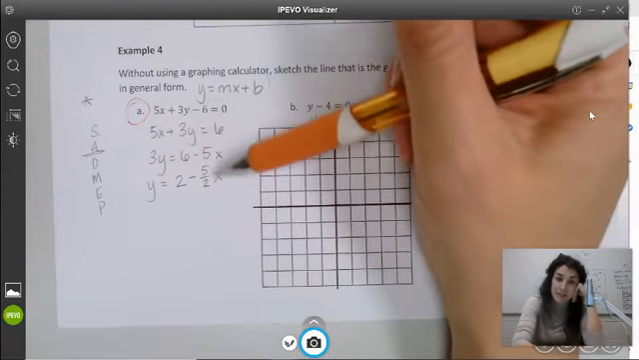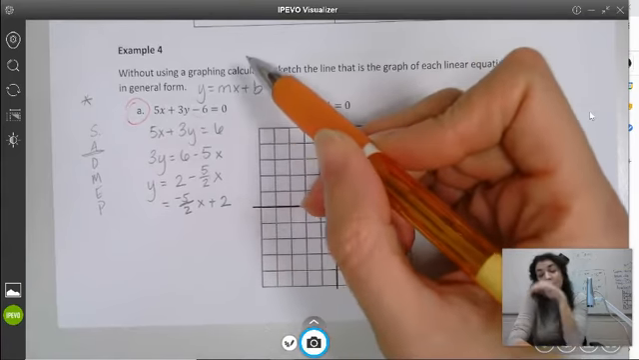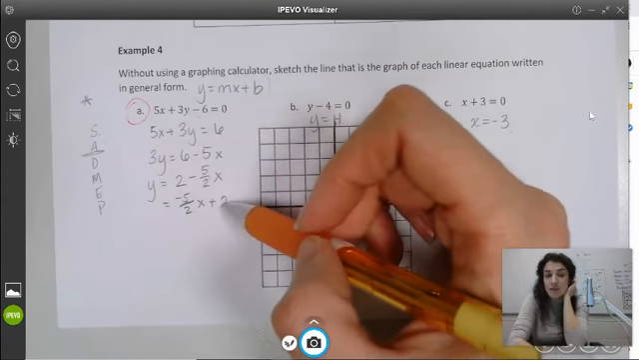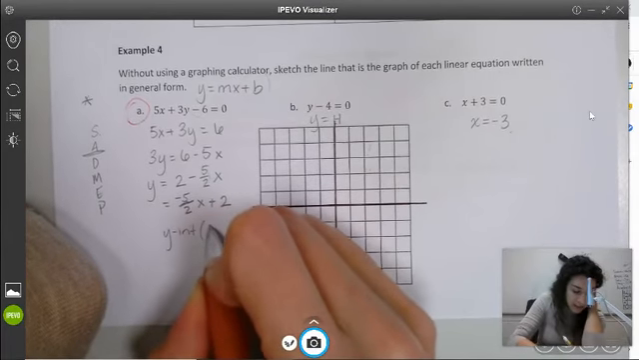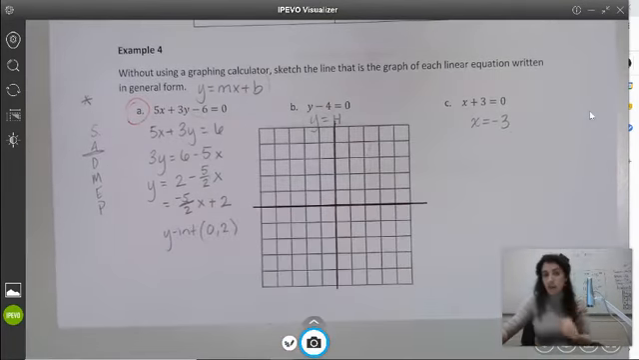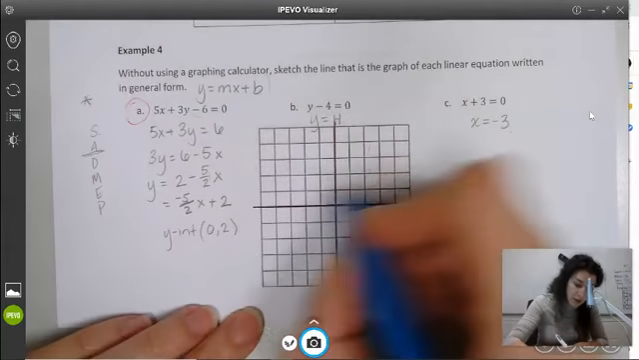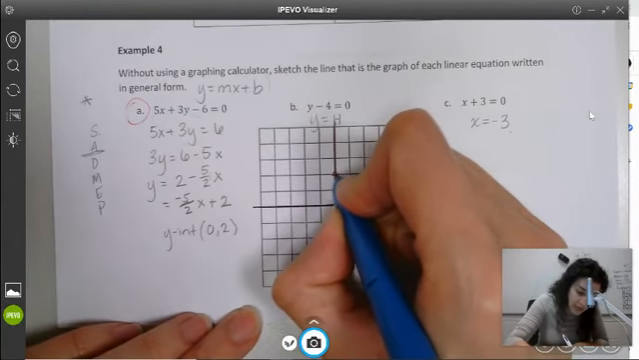Here it's 2 minus 5/2x, but we can rewrite that. Realize that this is -5/2, so that sign needs to stay with that number. You can always flip it around, and that's the exact same thing. The number that's not being multiplied to x is 2. That is going to be our y-intercept. Our y-intercept is (0, 2). So if I'm trying to graph that guy, I'm going to go ahead and put a point at (0, 2).